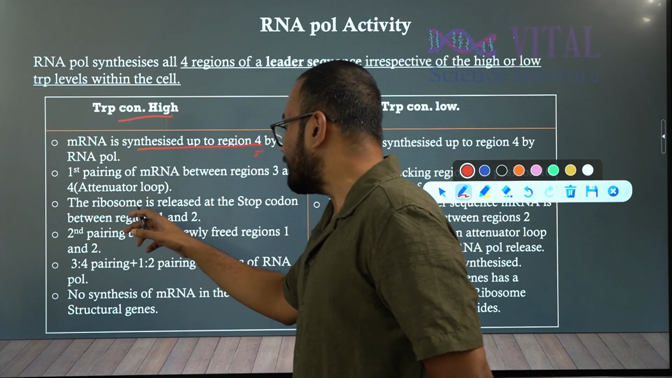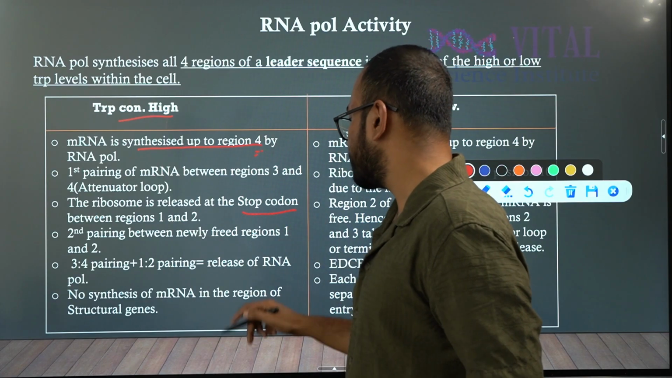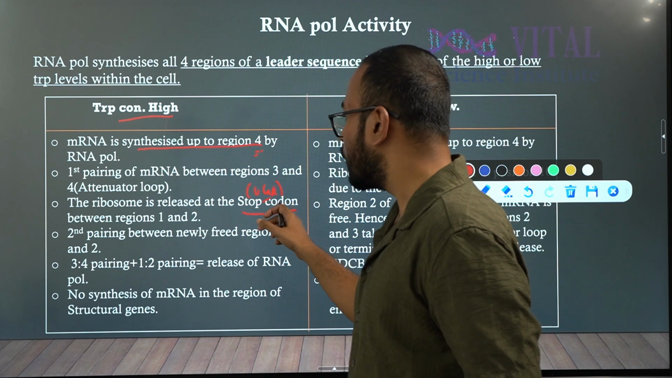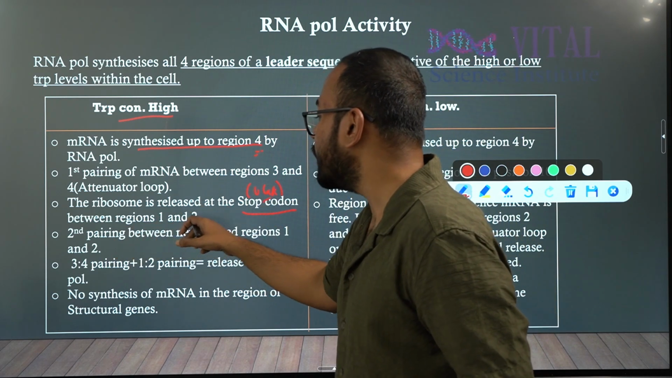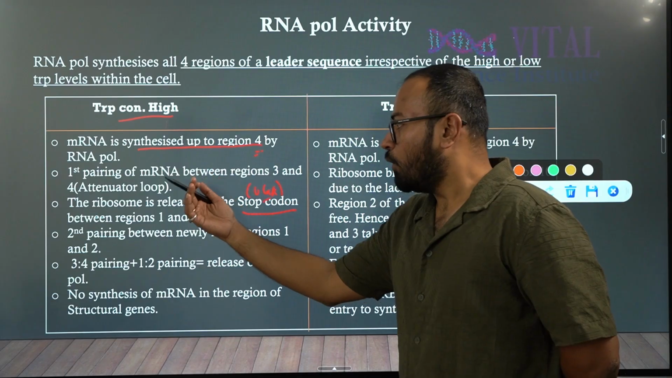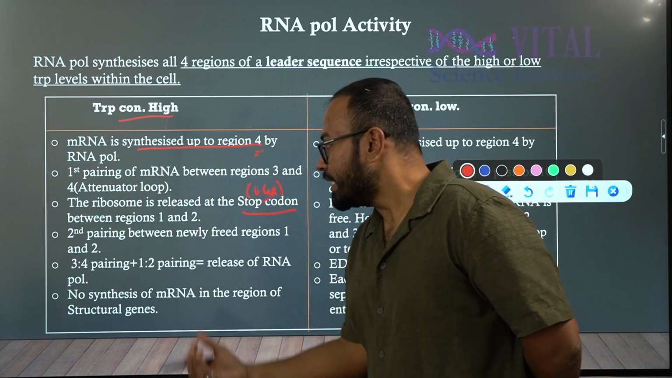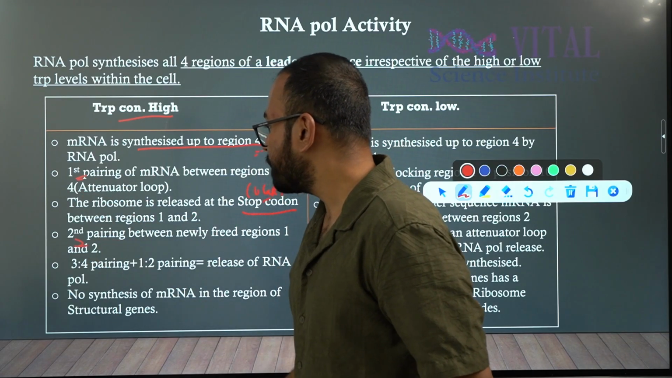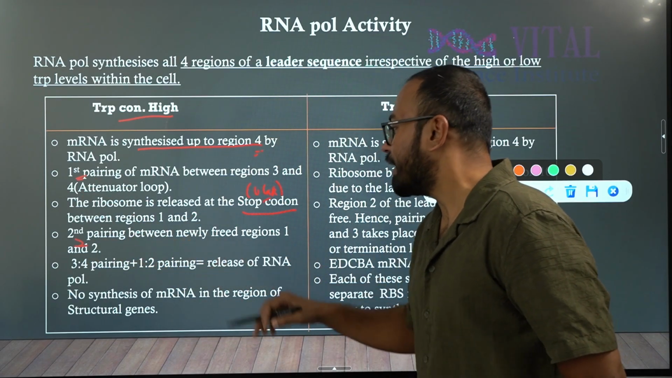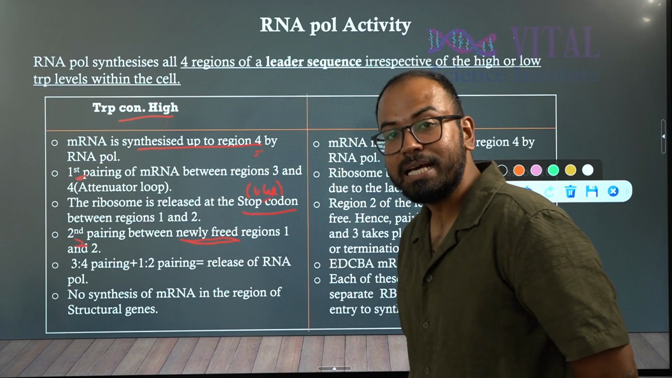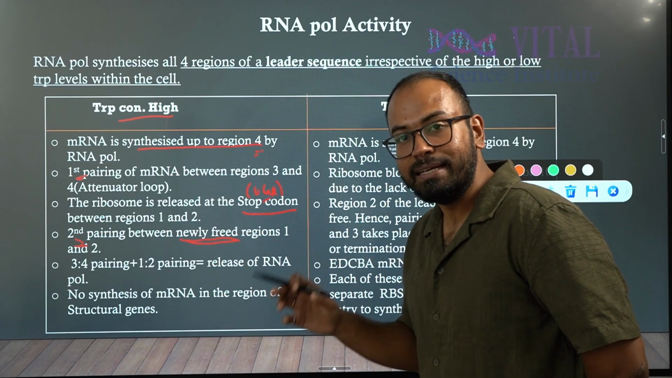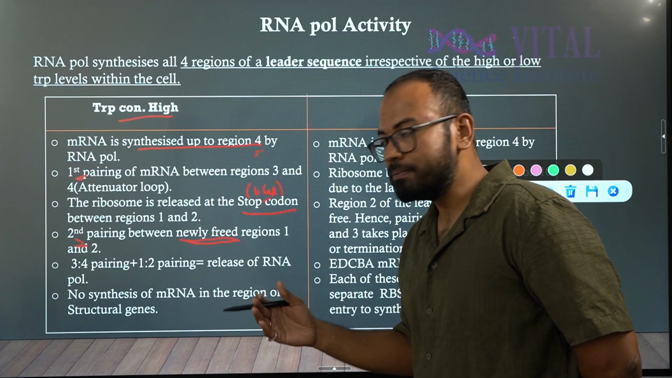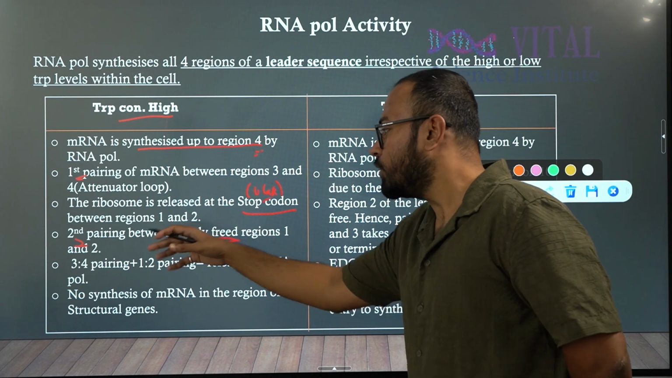Next, the ribosome is released at the stop codon. What is the stop codon? UGA. The ribosome is released at the stop codon, and where is it located? Between region 1 and 2. Now, when the ribosome is released, what is happening? This is the first pairing. This is the second pairing. The second pairing is occurring between the newly freed regions. Why is it termed newly freed? Because region 1 of the leader sequence was being occupied by the ribosome. When the ribosomes are released, they are freed. Hence, newly freed regions 1 and 2.